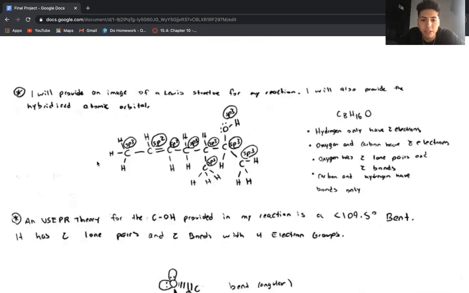I will provide an image of a Lewis structure from a reaction. I will also provide a hybridized atomic orbital. This is my Lewis structure from a reactant, and they're all sp3s. Except these two C's, because they have three orbital groups, making them sp2 hybridized.